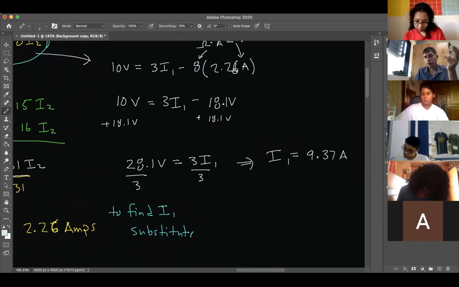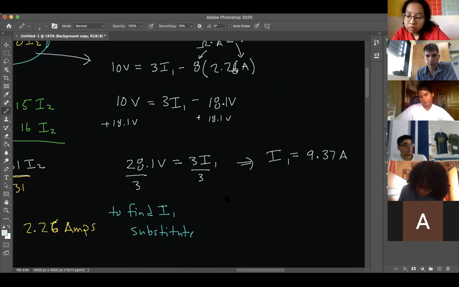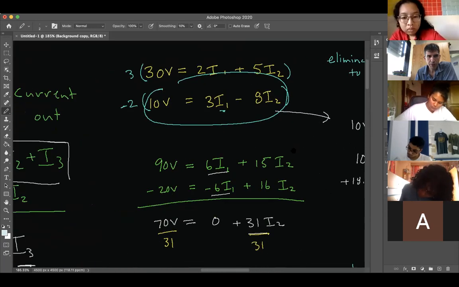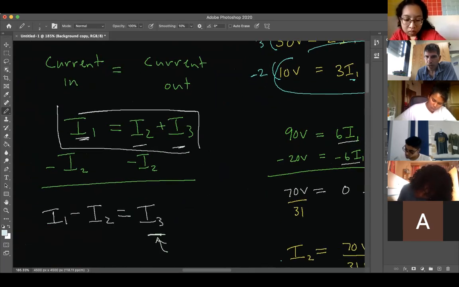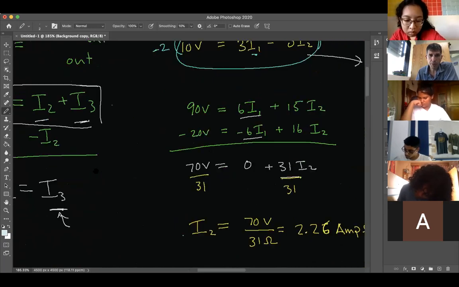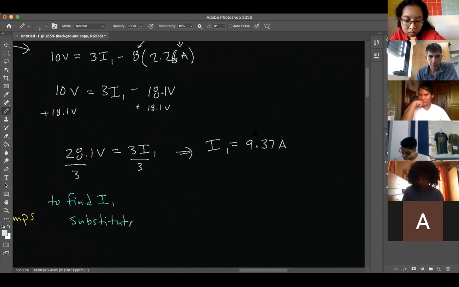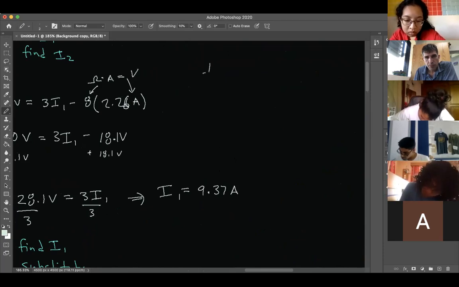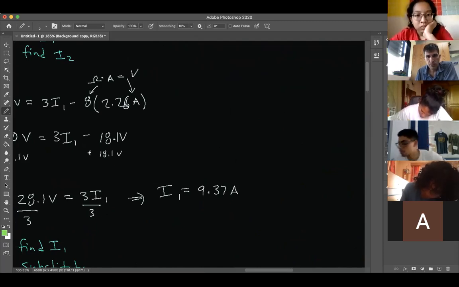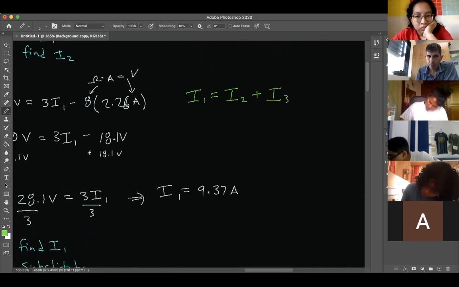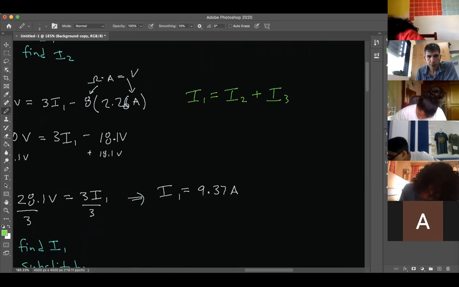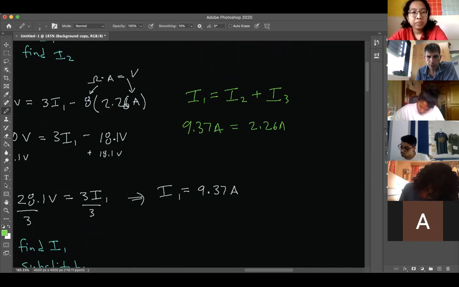So now we know two of the currents, so we can go ahead and find current I3. Way back up in the beginning, we figured out that I1 equals I2 plus I3. That was Kirchhoff's junction rule, or Kirchhoff's current rule. So from Kirchhoff's current rule, we know that I1 equals I2 plus I3. We know that I1 equals 9.37 amperes, and I2 equals 2.26 amperes.